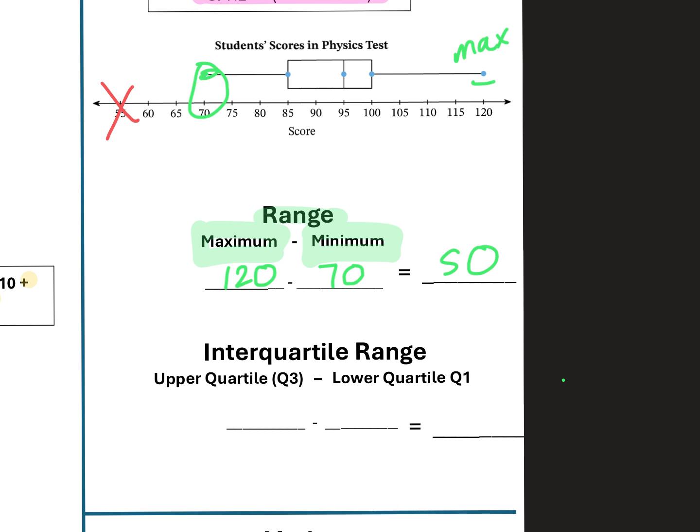Our next measure of spread is the interquartile range. And you're still going to subtract when you do the interquartile range, just like you did with the range. But because this is the quartile range, this time we are going to subtract the quartiles. So the upper quartile of the box plot is the right side of the box, which is 100. And then the lower quartile is 85. So 100 minus 85 is 15, which is the interquartile range.